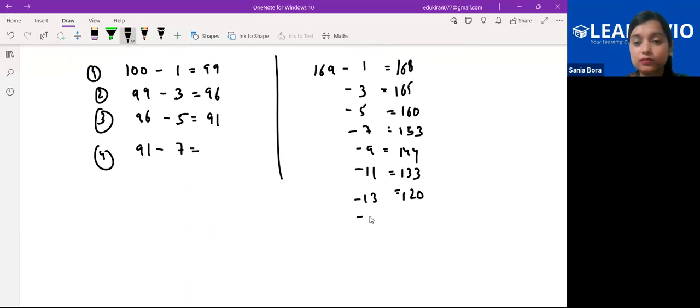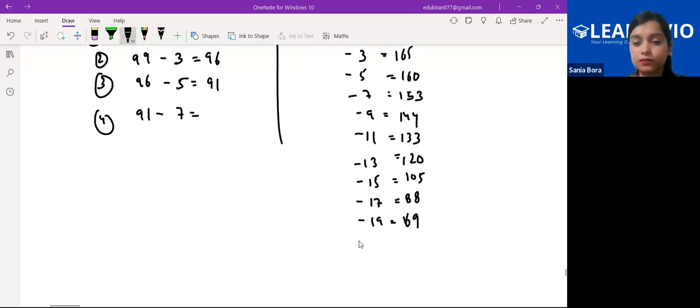120 minus 15 would give you? It's 105. And then 105 minus 17 will be 88. And then 88 minus 19 will be 69. Okay. Yes. Okay. Wait. Now who will tell me? Gauri.